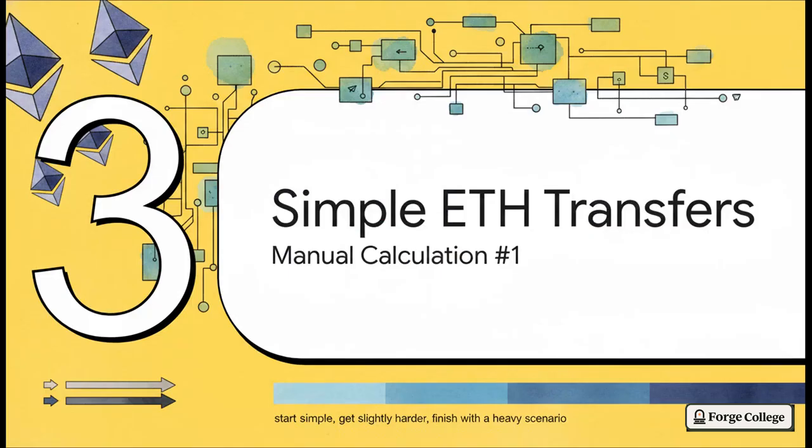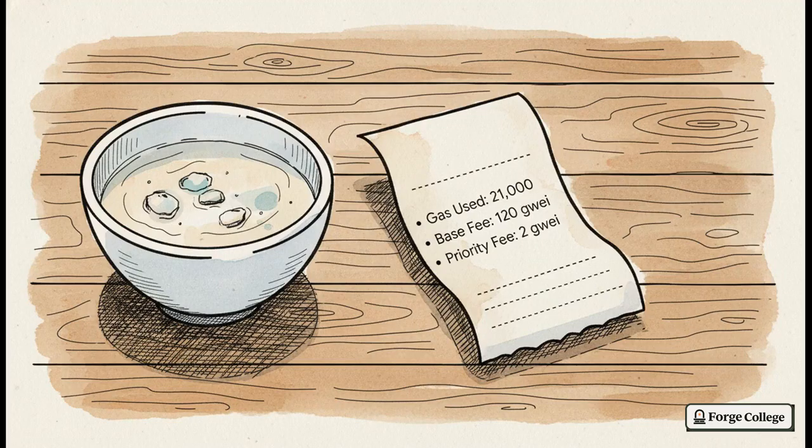Section 3, Simple ETH Transfers. Manual calculation number 1. All right, theory and vocabulary complete. It's time for our very first manual calculation example. We're going to build your confidence by scaling the complexity slowly using the rule of 3. We'll start simple, get slightly harder, and finish with a heavy scenario.